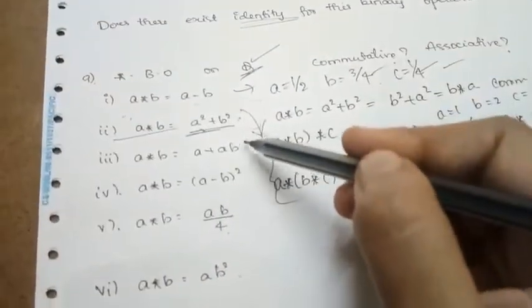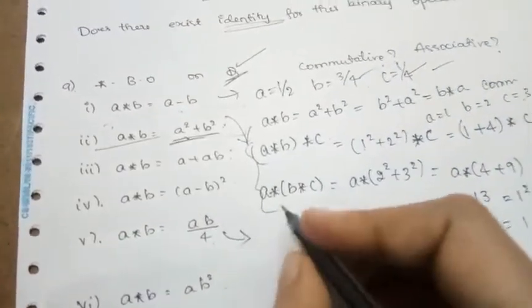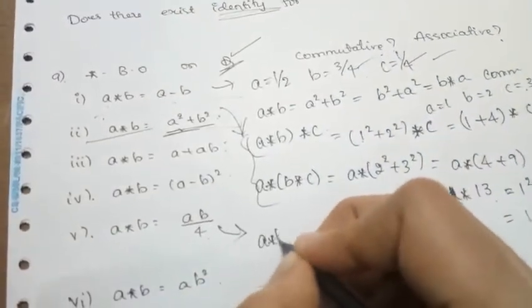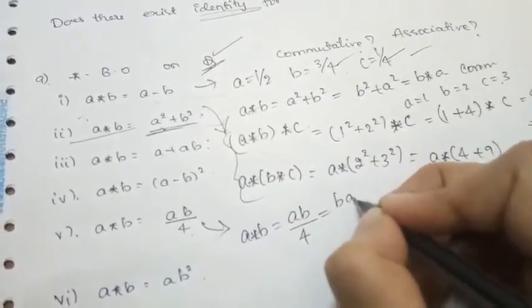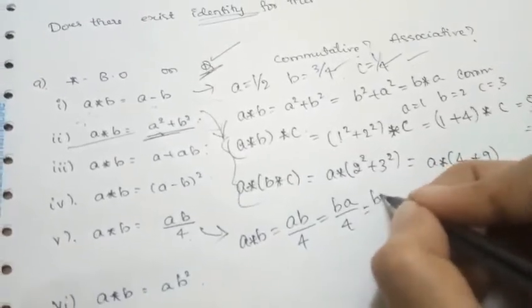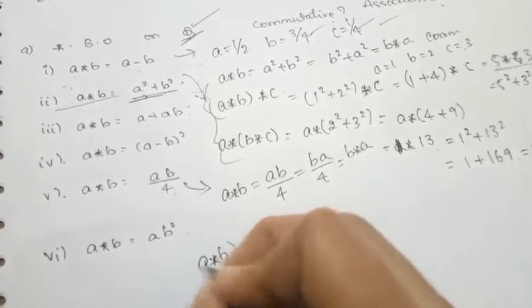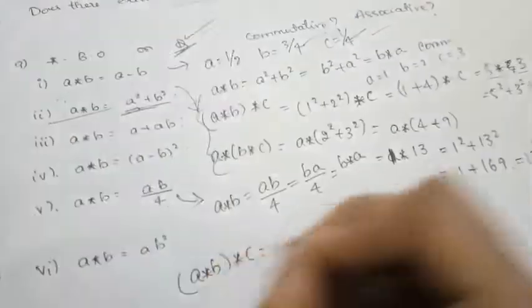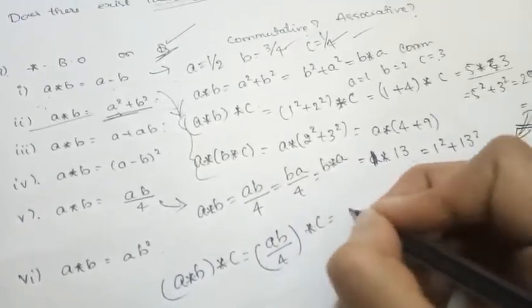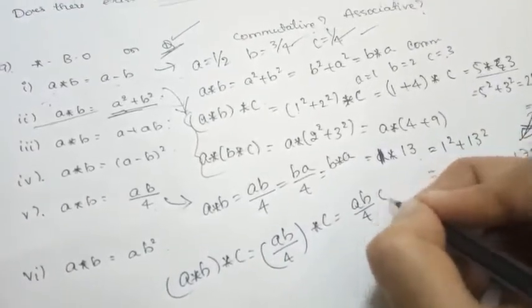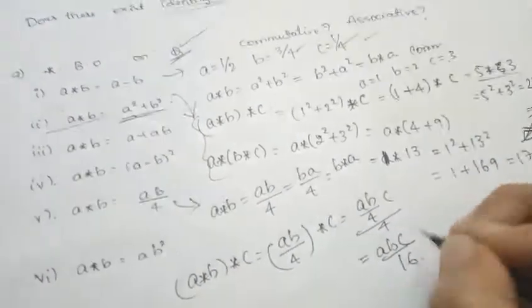So similarly, you can check it by yourself for these two questions. I am doing this one for now: a star b is nothing but ab by 4. It is also equal to ba by 4, which is nothing but b star a, so it is commutative. What about associativity? (a star b) star c: a star b is nothing but ab by 4, star c, so it is ab by 4 times c by 4, which is nothing but abc by 16.